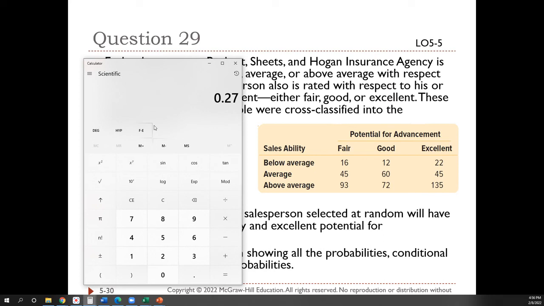Okay. Now again, if we did the T chart, we would actually go to each one. We'll start with our sales ability, then go below average, average, above average, then fair, good, excellent for each one. And then we'll find the probability for each item using those totals. Again, if you want to use a tree diagram, you're more than welcome to. Those might actually help you out more in figuring out these multiplications. Okay.